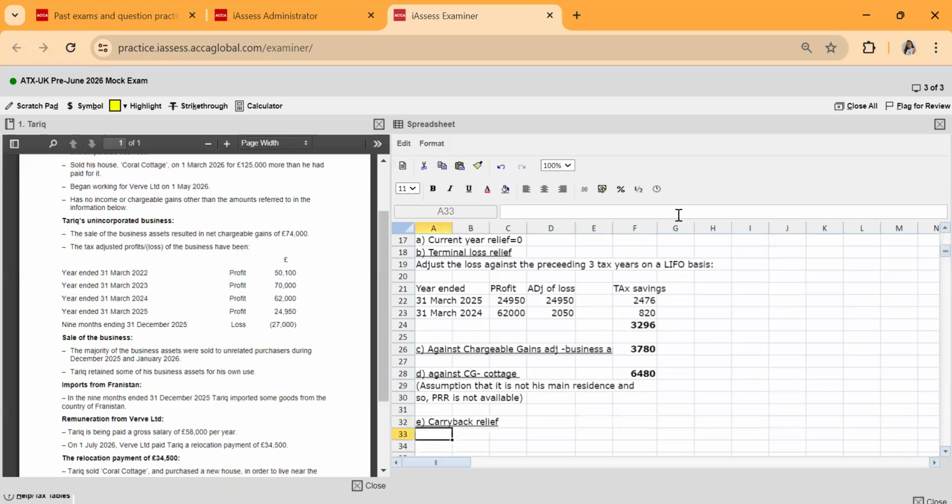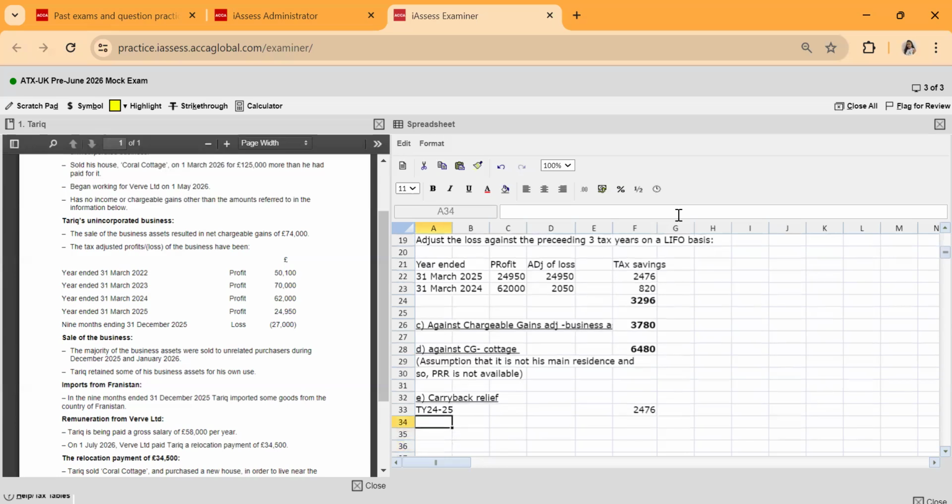So when we do a carryback relief, first we will adjust against tax year 24-25, the same that we have calculated above. So the relief will be 2,476. But what about the remaining 2,050? That we can adjust against the current year chargeable gains, right? So the remaining loss of 2,050 against current year chargeable gains, multiplied by, now you can take 14% or 24%. Let's take 14%. 287 we will have.